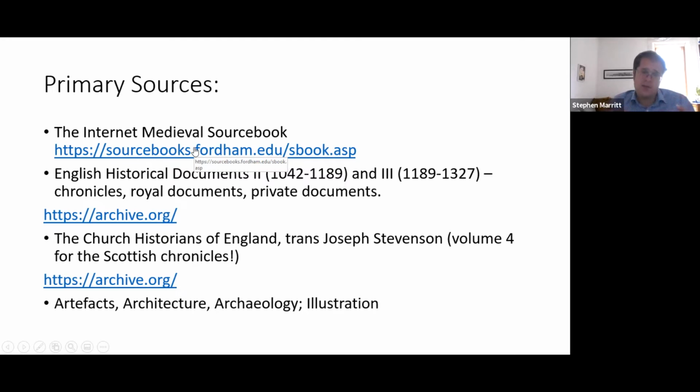You have to use illustrations and examples of artifacts, texture, archaeology, that kind of thing.